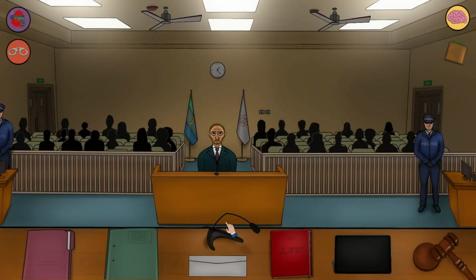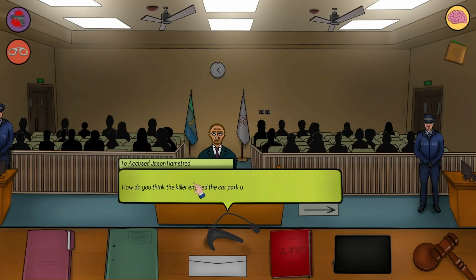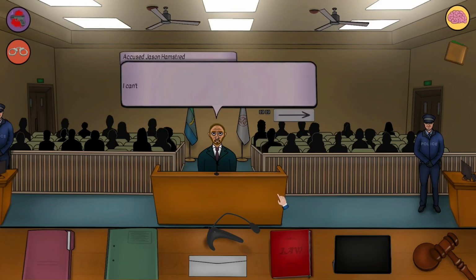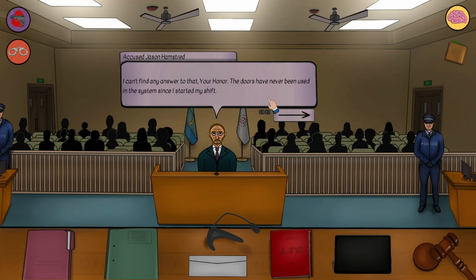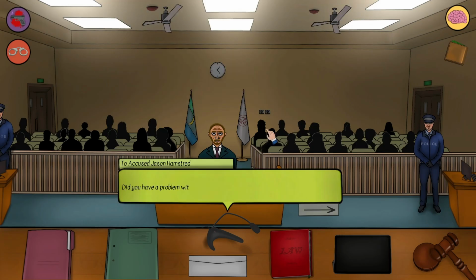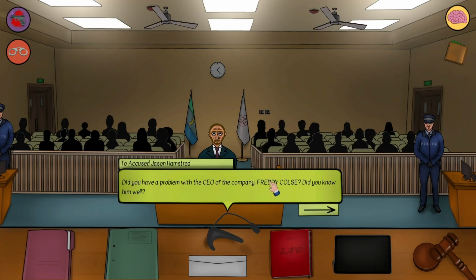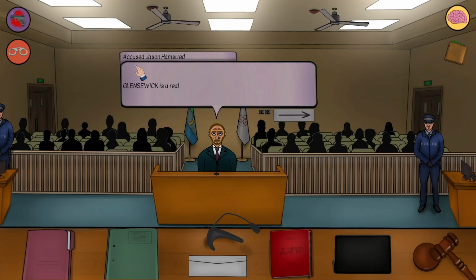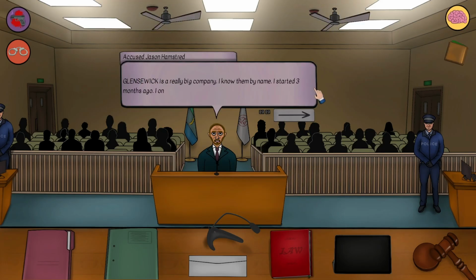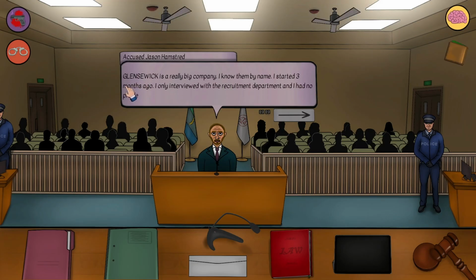So we're just gonna do our regular thing and talk to him. How do you think the killer entered the car park undetected with an ID? Can't find any answer. I couldn't use the system since I started my shift. Did you have a problem with the CEO of the company, Freddie Coles? Did you know him well? Glenswick is a really big company. I know them by name. I started 3 months ago. I only interviewed with the recruitment department and I had no problems with them.